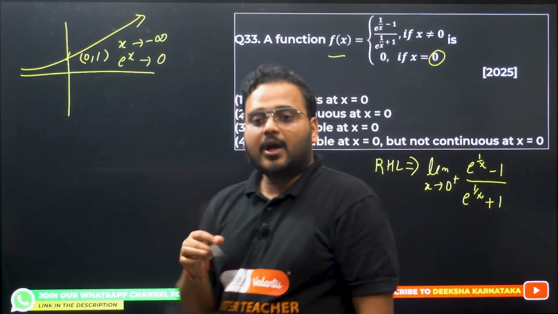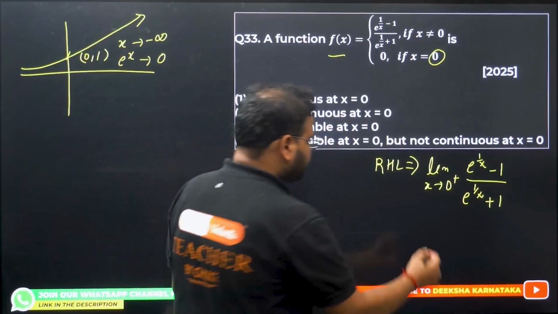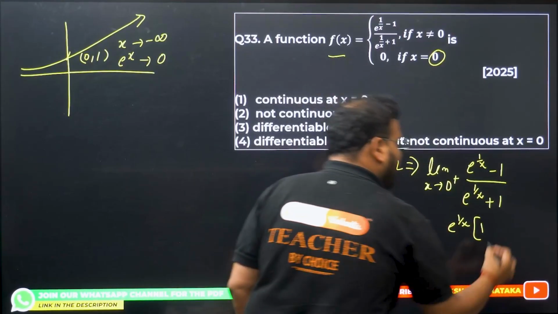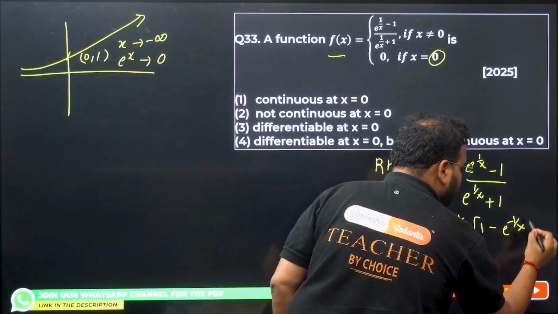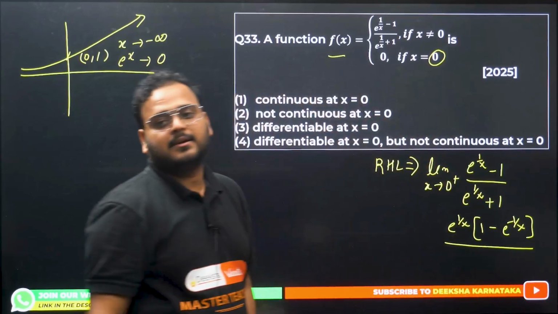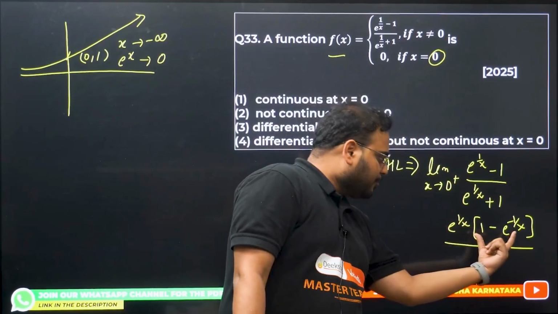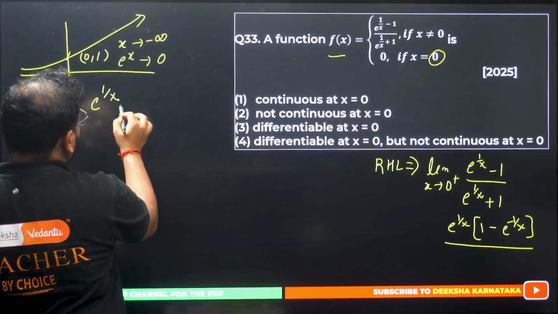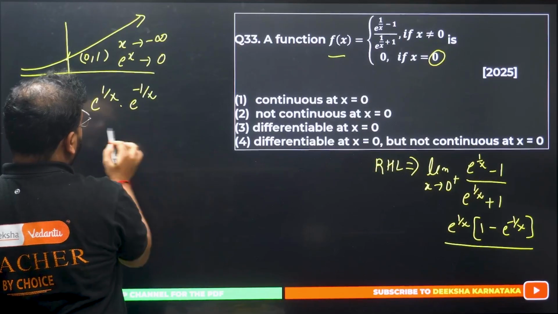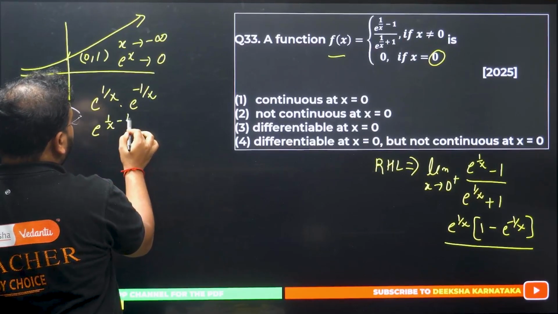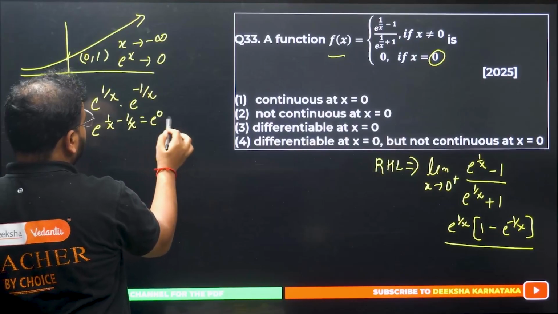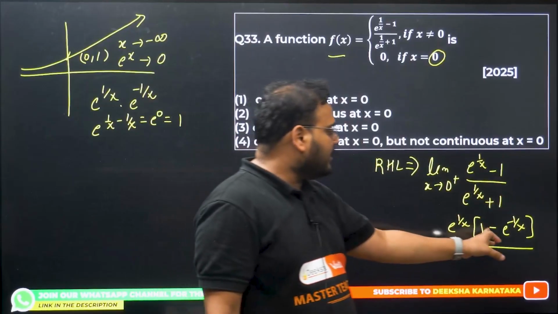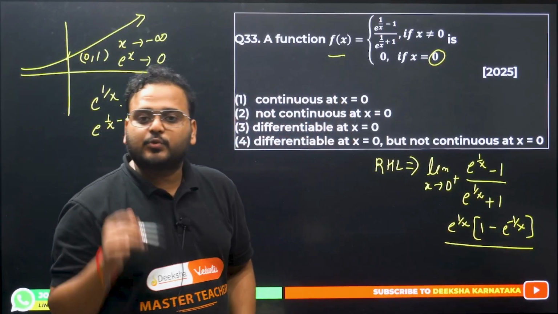Now I'm asking you to make some changes here. Have a look. Take e power 1 by x common in the numerator. This becomes 1 and this becomes e power minus 1 by x. How can I say that? Think logically. If you multiply e power 1 by x into e power minus 1 by x, what do you get? You get the sum 1 by x minus 1 by x. They cancel, e power 0. How much is this? 1. I had 1 over here. I have taken e power 1 by x common, so it becomes automatically e power minus 1 by x. This is just for students who did not understand this step.